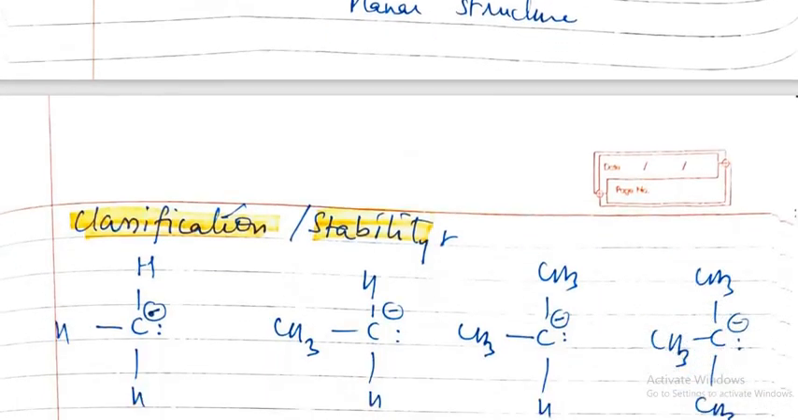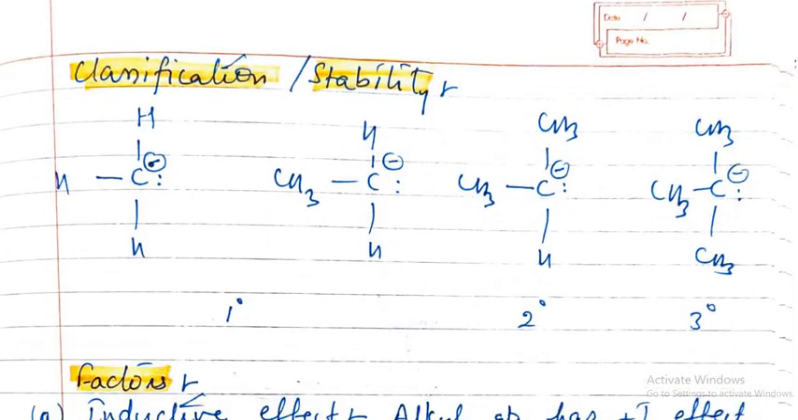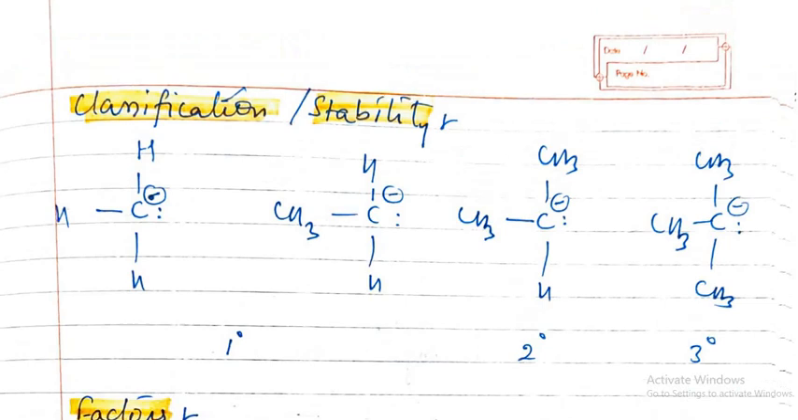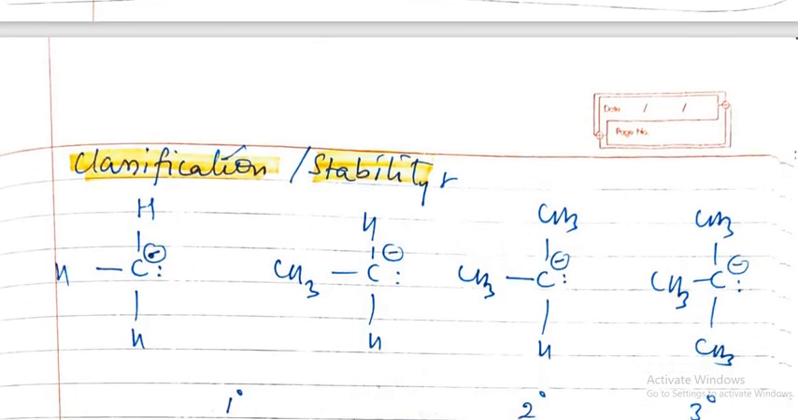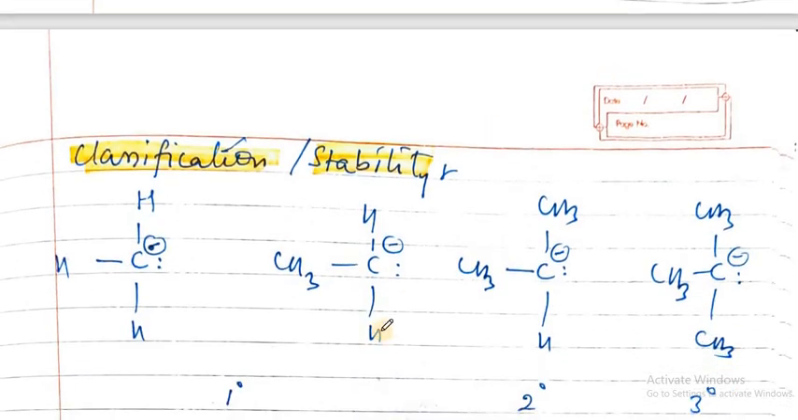So next is their classification. If we broadly classify, these are of 3 types: primary carbanions, secondary carbanions and tertiary carbanions. Primary carbanions means the chemical species in which the carbon carrying negative charge is attached to one other carbon atom or no other carbon atom.